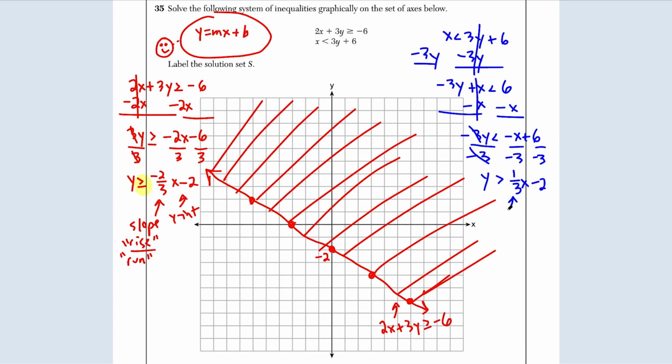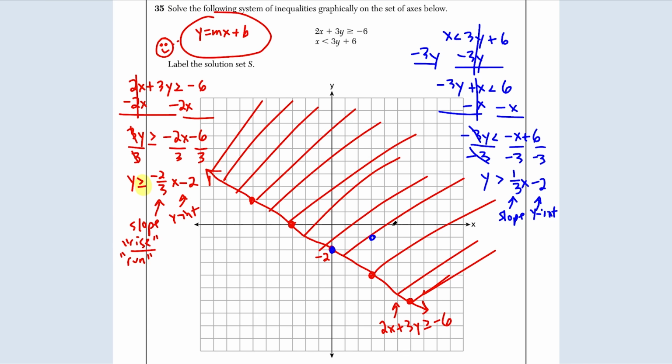So now for our second inequality, we have a slope of 1/3 and we have a y-intercept of negative 2. So we're going to start here at negative 2, but now we're going to go up 1 to the right 3, because we're rising 1 and we're running 3. So we're going up 1 and going over 1, 2, 3 like this.